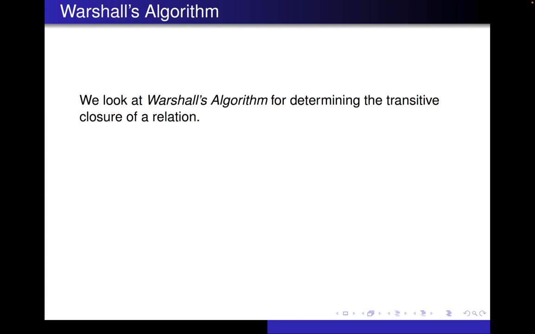Now that we've had a look at the transitive closure and actually found some ways of finding the transitive closure of given relations, we're going to take a look at something called Warshall's algorithm, which is a much more efficient way of finding the transitive closure of a relation.